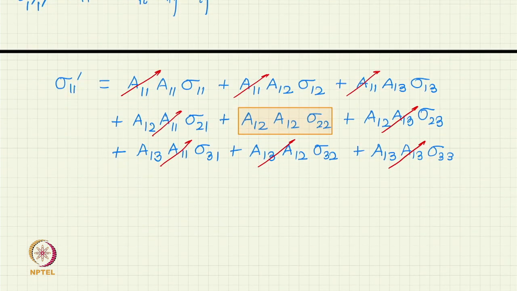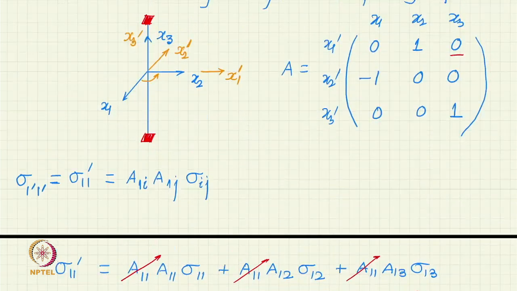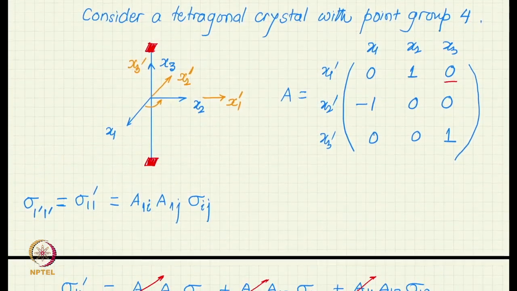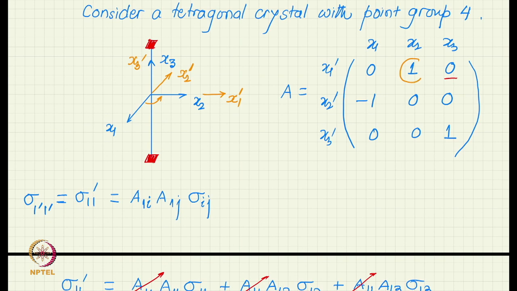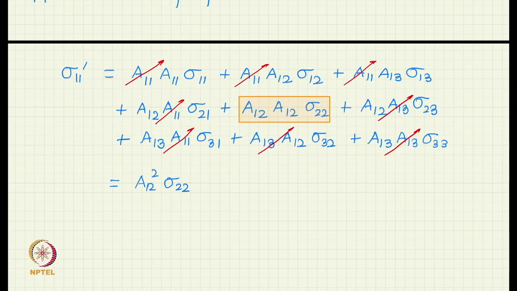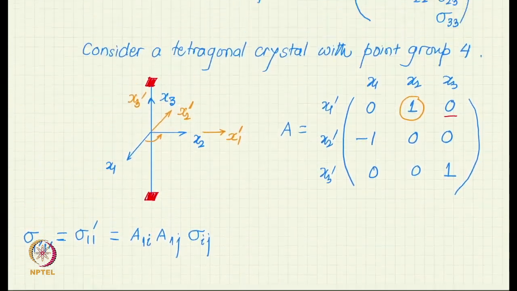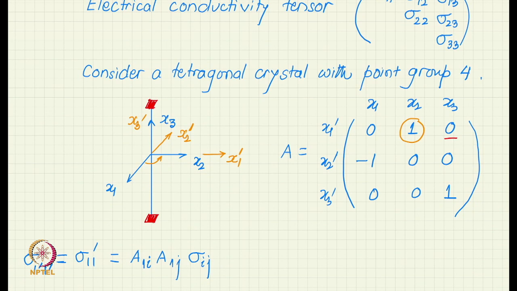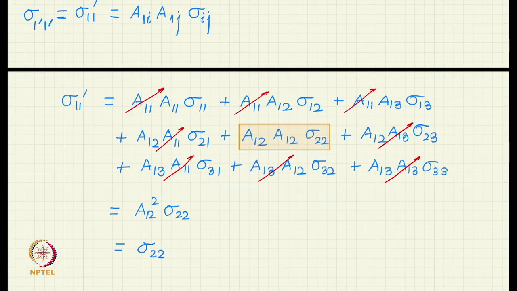And so this becomes A12 square sigma 22, but A12 is just 1. So this finally reduces to simply sigma 22. So the value of the 1 1 component in the changed coordinate system should be sigma 22 by the tensor transformation.